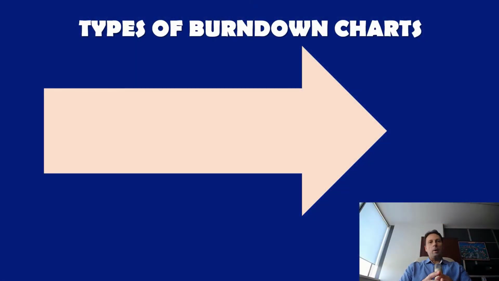Okay, now let's talk about types of burndown charts. As we said in the previous lecture, a burndown chart is a measurement tool that displays the amount of work remaining alongside the time you have to wrap it up.